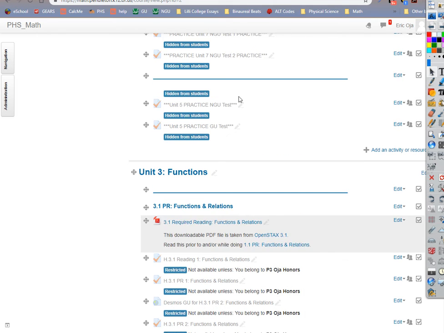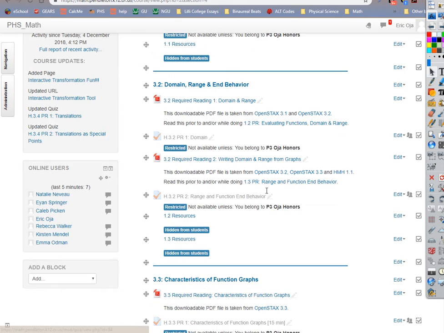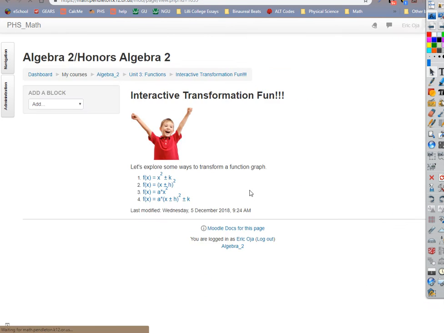Go down to Unit 3, 3.4, and go down to Interactive Transformation Fund. Okay, you're going to see, now just take a look at the first and the second links. Just look at those for now. First and the second links, and just go in and mess around a little bit. It's going to take you about a minute.